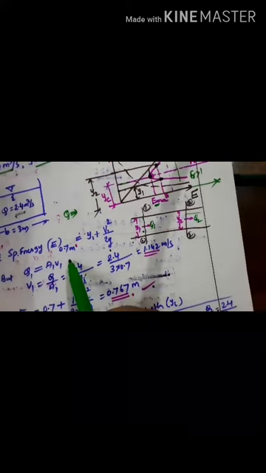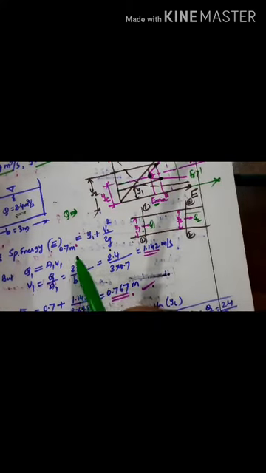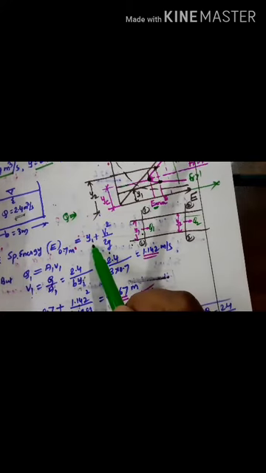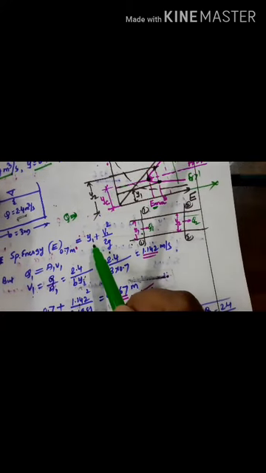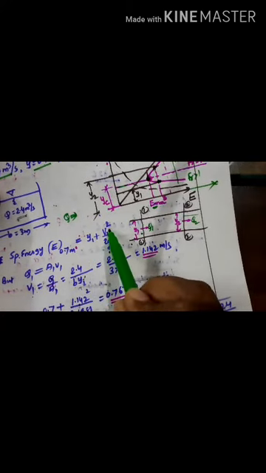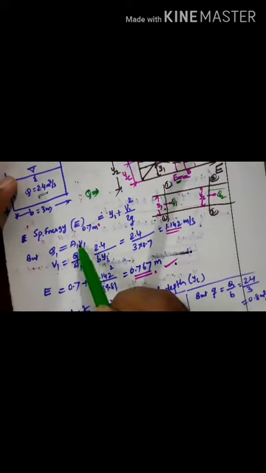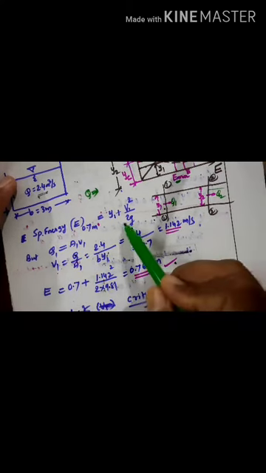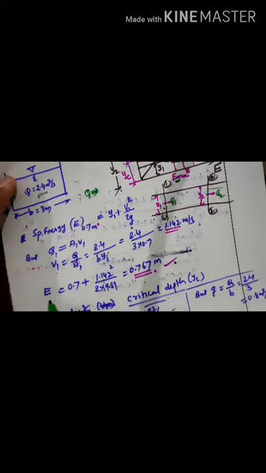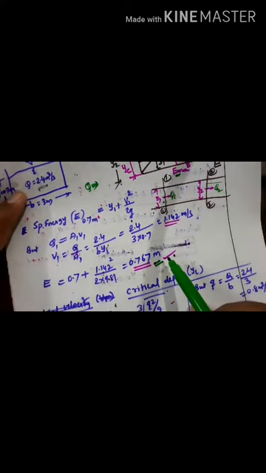So calculate the energy at 0.7 meter depth. Substitute the value of y1 as 0.7 meter in E = y1 + v1 squared by 2g, but we know q1 equals a1 into v1. Calculate v1 and substitute back, and you will get the energy at 0.7 meter depth, which is 0.767 meter in terms of head.